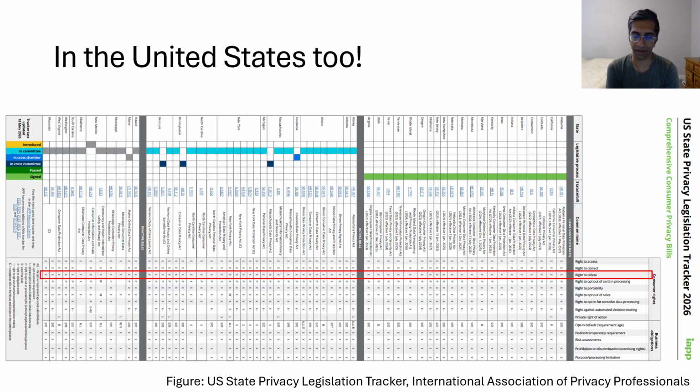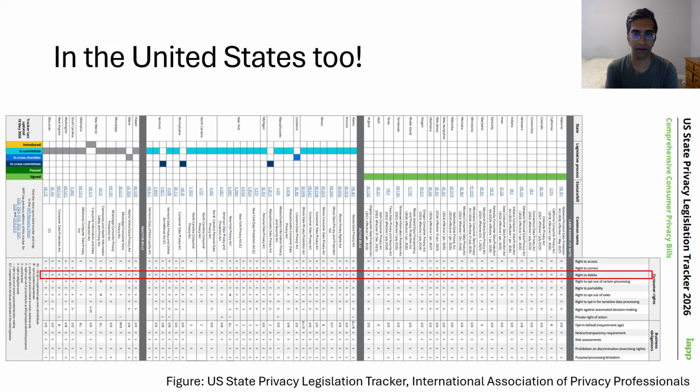So that was for the European Union, but this actually goes further as well. Here's a figure showing privacy legislation in the United States. It's a little bit small and hard to read, but you can see here, this is tracking various legislations across the United States. These legislations may be in a process from just being proposed to signed into law. But you can see this one highlighted row says that every single one of them includes a right to delete. This is not just in Europe, it's also in the United States and many other jurisdictions around the world as well.